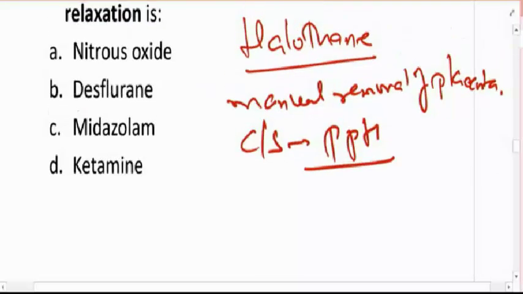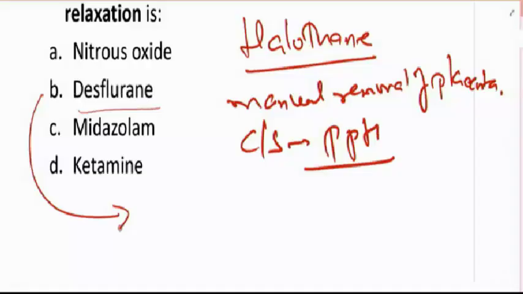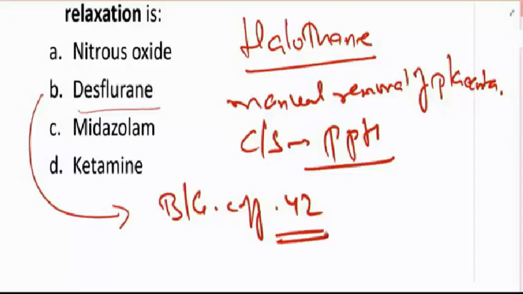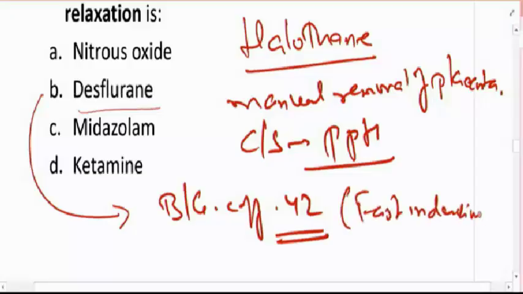So, a few points regarding desflurane. Now, desflurane has the lowest blood gas coefficient among the inhalation anesthetics, and therefore it has got faster induction and recovery. Fast induction plus recovery. Also, it is most pungent smelling.